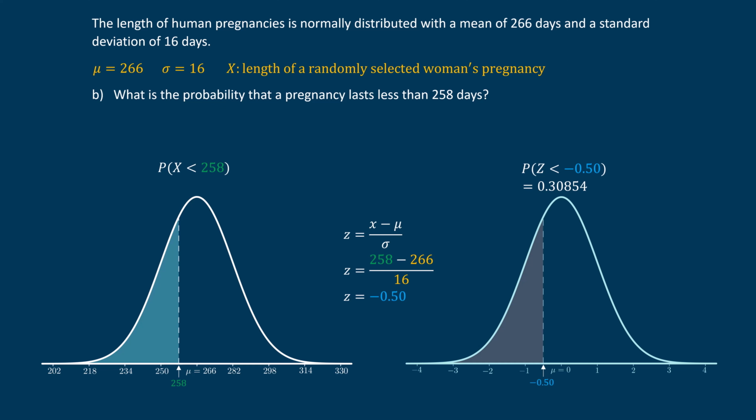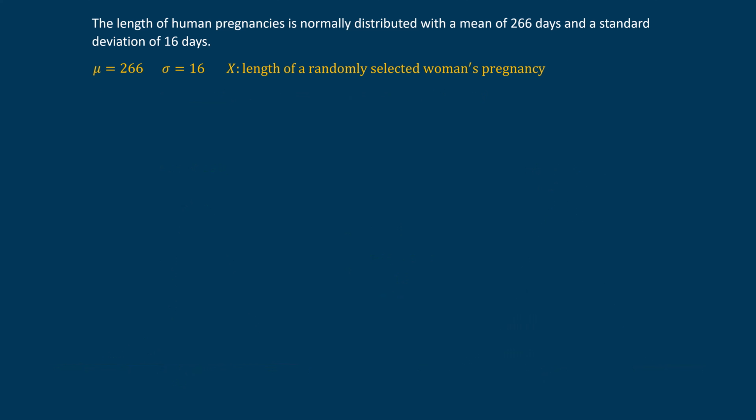In other words, the probability that a pregnancy lasts less than 258 days is 0.30854. For the next question, we're interested in finding the percentage of pregnancies that last between 240 and 285 days. We write this using the following probability notation.